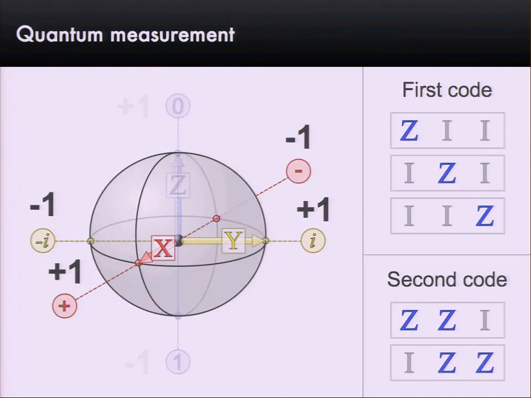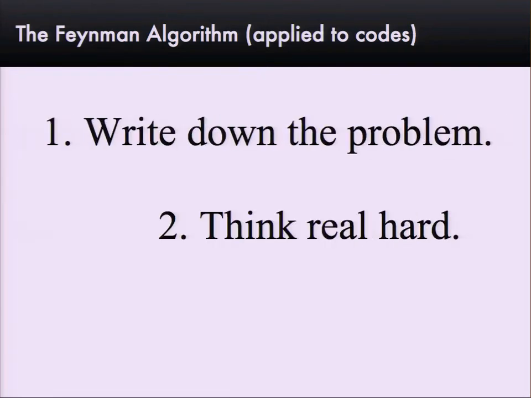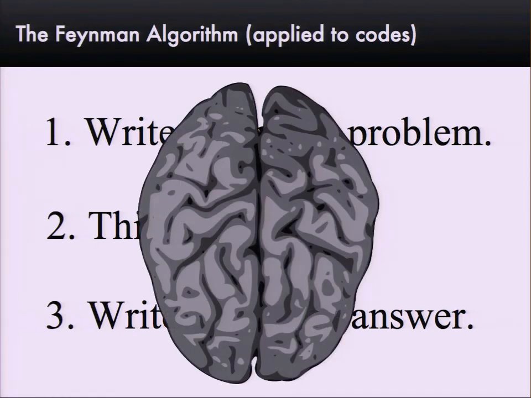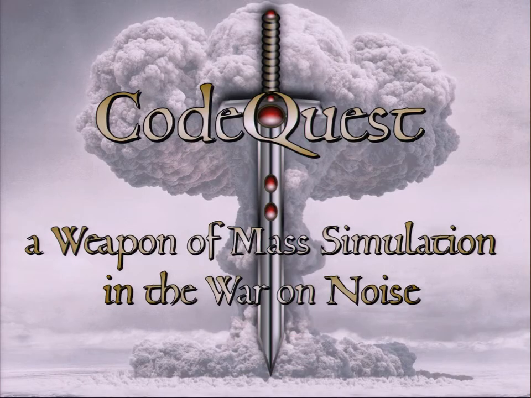So we need to improve this, and how are we going to improve this? Well, the most popular algorithm is the Feynman algorithm, which, as most of you probably recall, is: write down the problem, think really hard about it, and then write down the answer. Unfortunately, not all of us have a Feynman around, and on more philosophical grounds, the problem with this is it requires us to use our head, and as we all know, a mind is a terrible thing to waste. So, thus we introduce CodeQuest, weapon of mass simulation in this war on noise.